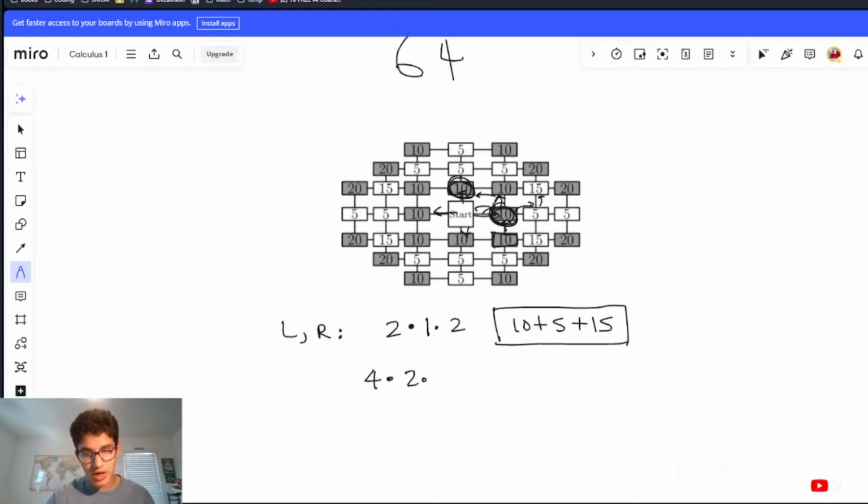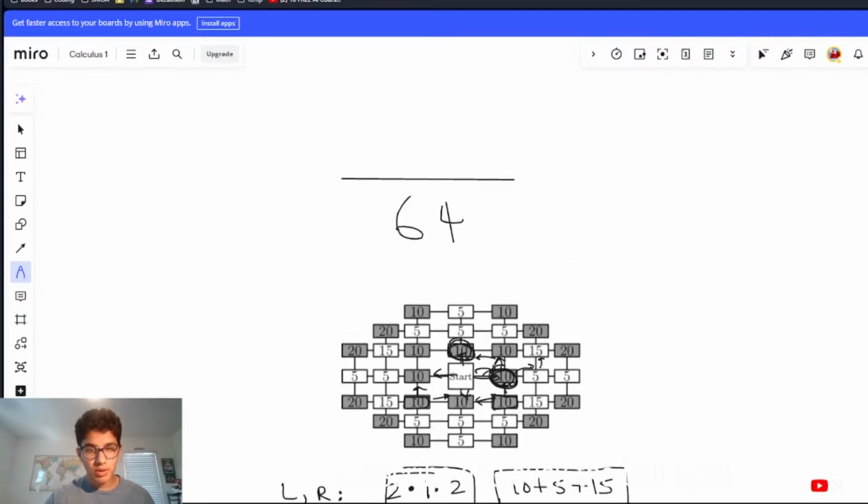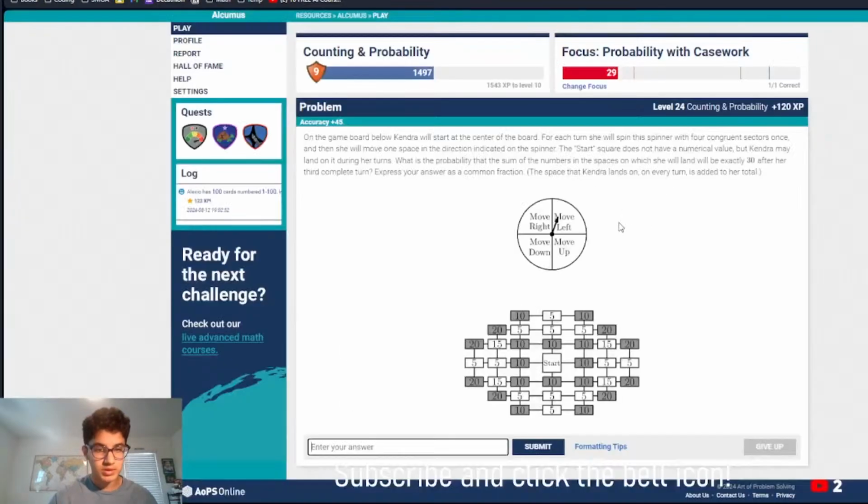And then wherever you go, again, you'll have 2. You can either go back up that way or this way. Here, you can go this way or this way. And so it'll be like this. This is just 4. This is 16. So it's 4 plus 16, which is 20. So it's 20 out of 64, which is 5 out of 16.